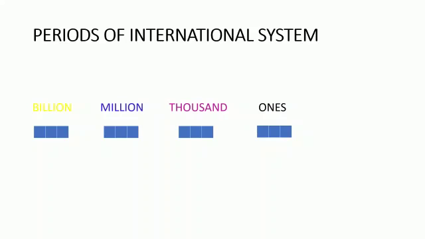See, from the last one we can go. From the last one, what is there? Ones. That means ones period. Then before that, thousand period. Before that, million period. Then billion period. I have given different colors to show the differentiation between the periods.